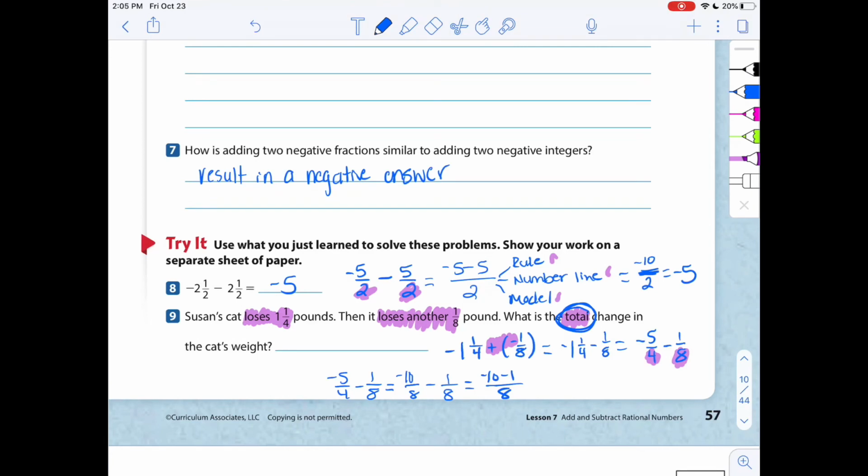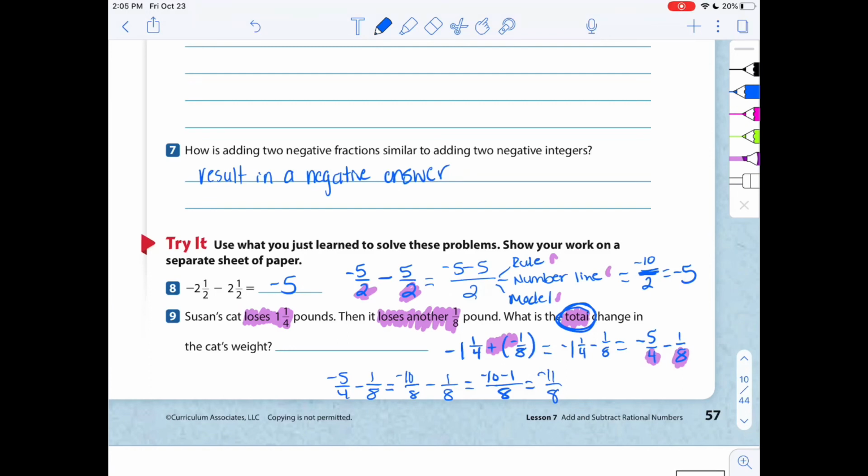From here, you need to use whatever method you prefer. If you're using the rule, you're going to add your two numbers and keep the negative. If you're using the number line, you're going to start at 10 and move to the left 1 unit. If you're using the counter, the model it method, you would have a set of 10 negative counters and a set of 1 negative counter, which would leave you with no pairs to eliminate. So whichever method you use, you're going to get negative 11 over 8.